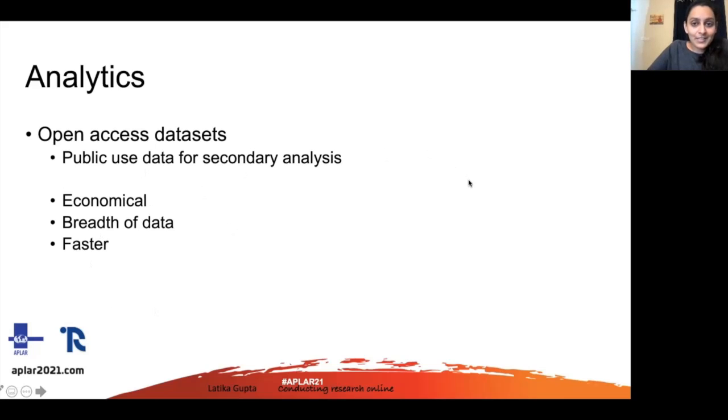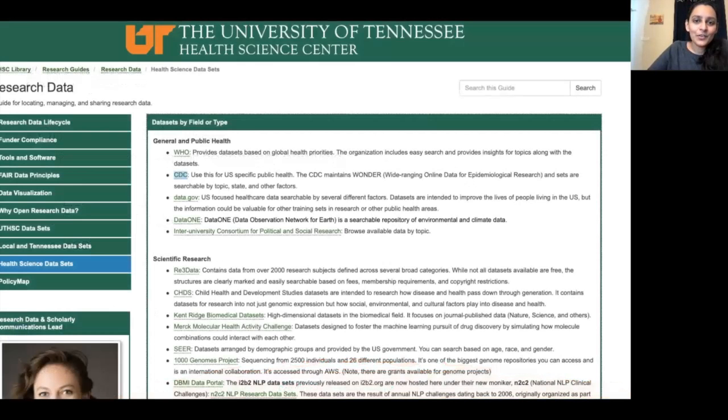Further, these are faster, almost immediate means of answering a research question. For example, if we were to visit the University of Tennessee website, then we see so many different data sets.